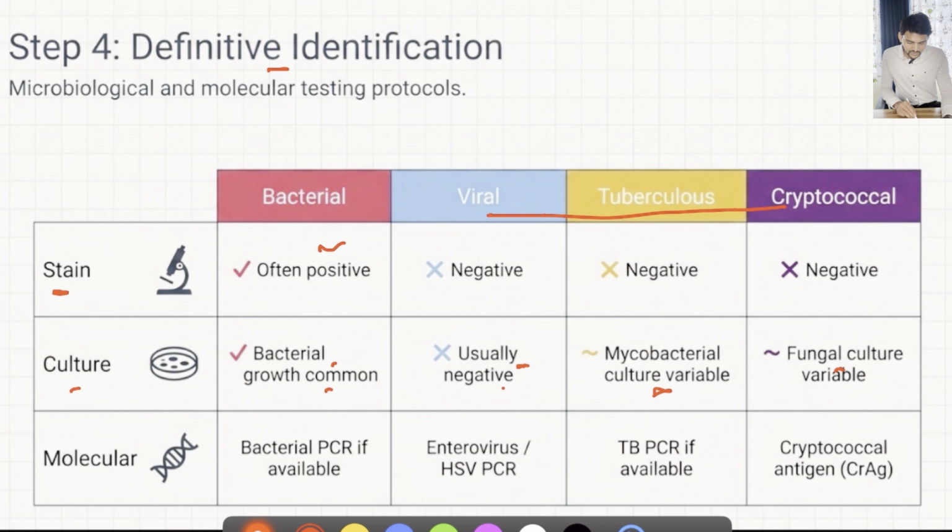And when you want to look for the exact molecular structure of the infective agent, for bacteria we can send for PCR depending on the expected microorganism. For virus, many of you might know, we have a viral panel where we can look for the PCR of numerous viruses leading to meningitis. For tuberculosis also, PCR is available. And in cryptococcus, we can look for antigen using molecular techniques.